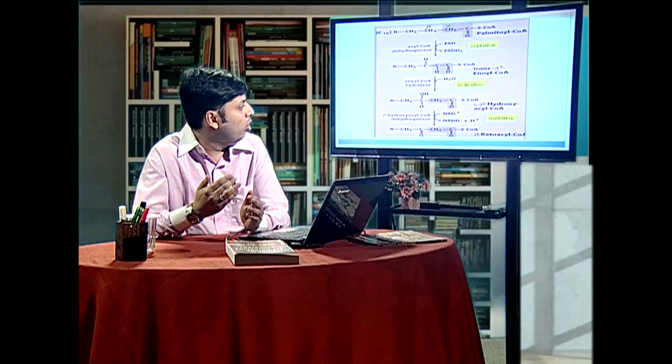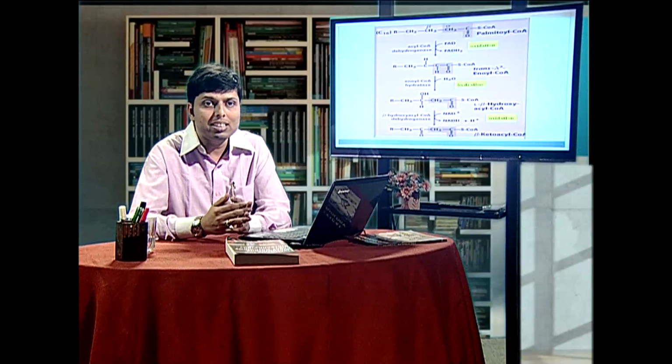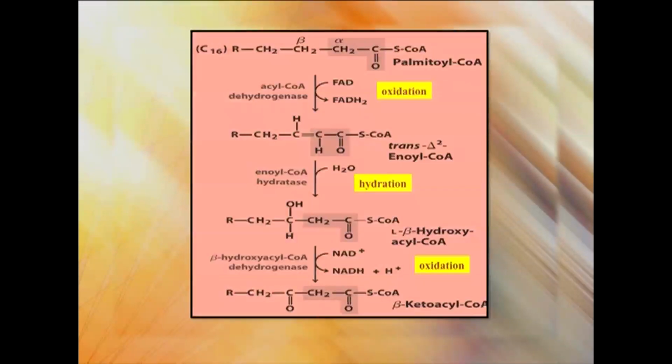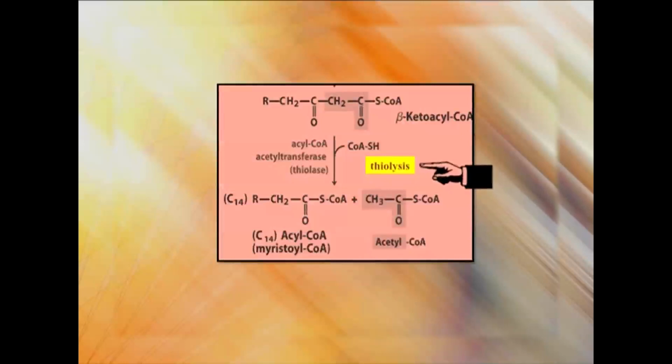This particular slide will actually show you how these 4 steps of beta oxidation take place. The first step is the oxidation. The second step is the hydration one. The third step is again an oxidation step. And the fourth step is a thiolysis step. So the overall reaction for one turn of beta oxidation of fatty acids is shown in this particular slide. For instance, if we give the example of palmitoyl CoA, then there will be the formation of myristoyl CoA. Palmitoyl CoA has 16 carbon atoms, whereas myristoyl CoA has 14.